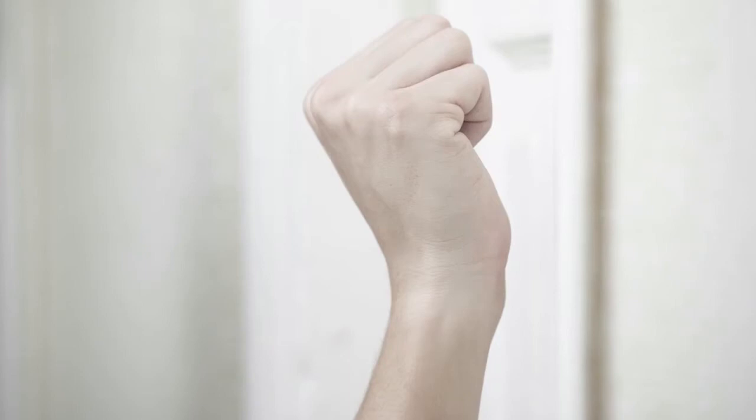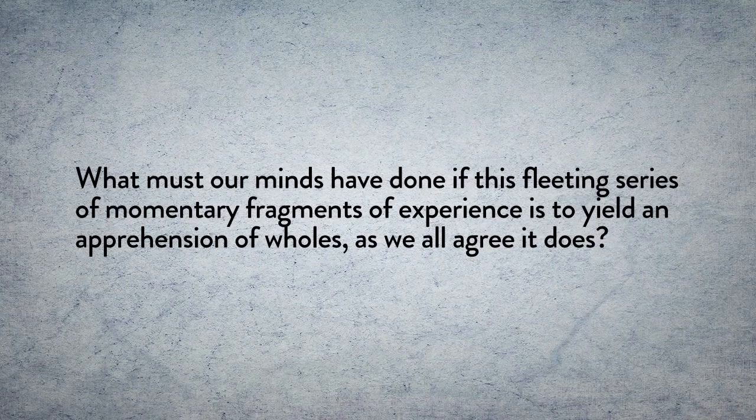Now, our question is then, what must our minds have done if this fleeting series of momentary fragments of experience is to yield an apprehension of wholes, as we all agree it does? Now, the first thing to note for Kant is that it must have done something. If we simply passively perceived one fleeting fragment, and then it was gone, it just vanished from our consciousness, and then the next, and it was gone, and then the next, and it was gone, etc., we'd never get a whole. We'd never get a house, a face, a series of three knocks, or whichever.